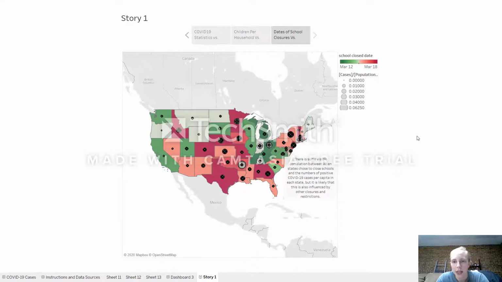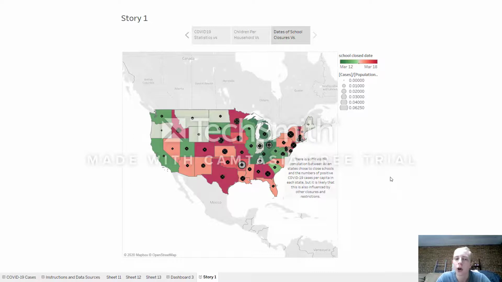So next, I decided to compare the dates that states mandated that schools be closed, because schools contain a large amount of closely populated children, and this disease is very transmittable. So when all of those children are in one small place together, it tends to be transmitted more easily, and then they take it home to their parents, to their grandparents, and therefore a lot more people are at risk of becoming infected. So on this map, I used color to indicate the day that schools were mandated to be closed by that state.